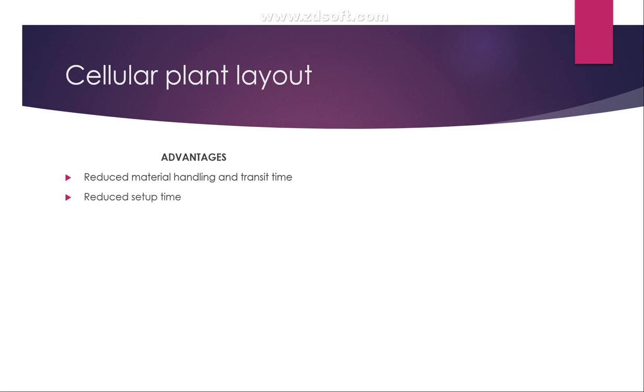Moving ahead, reduced setup time. In order to set up the production plan, it is quite less in terms of this plant layout. Reduced work in process inventory. We have set up cells that can produce at a faster pace for the different products, so the work in process with respect to the materials is quite reduced in cellular plant layout.